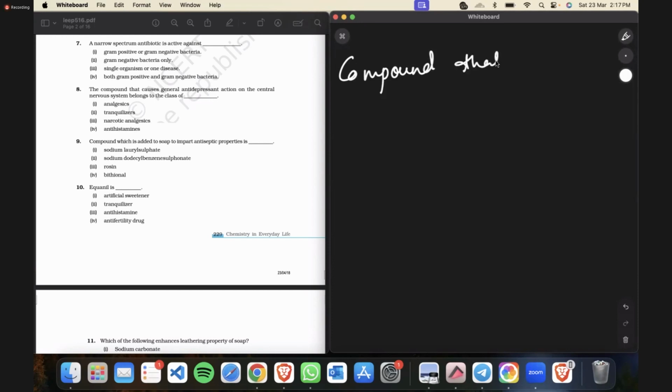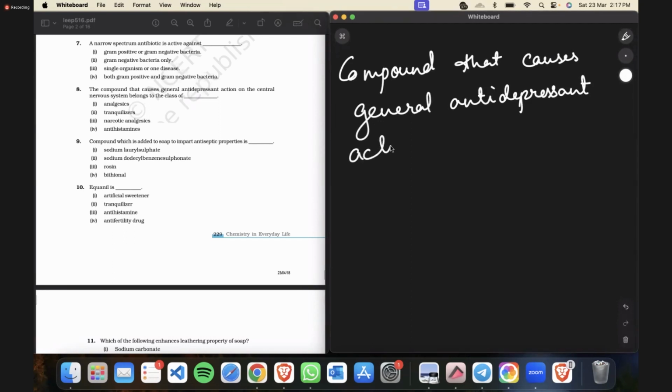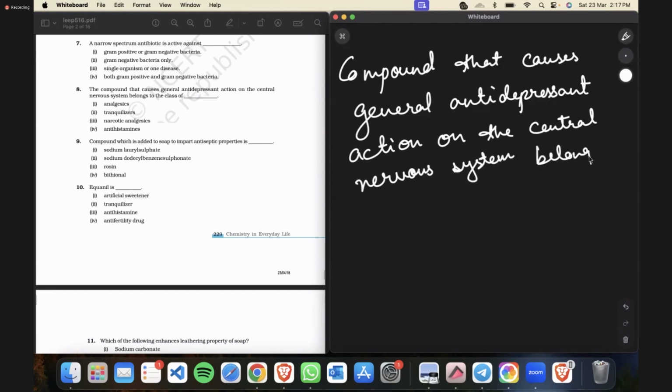compound that causes general antidepressant action on the central nervous system belongs to the class of tranquilizers.